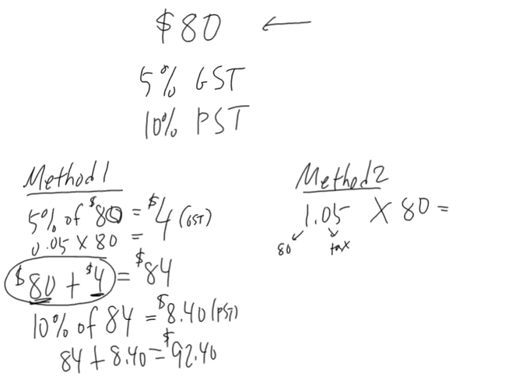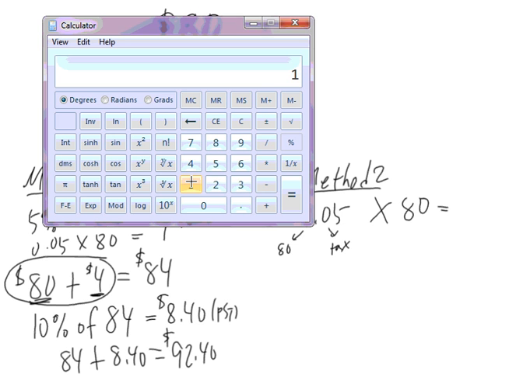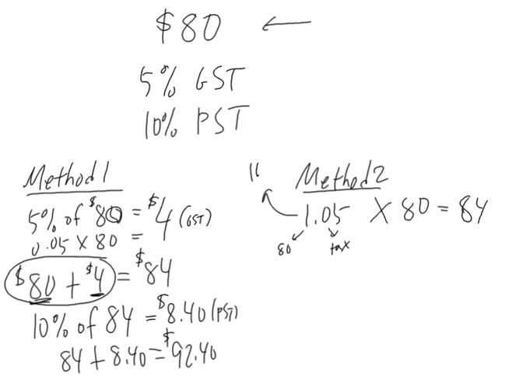Take my calculator. 1.05 multiplied by 80 equals 84. And if I want to further think about this, 1.05 is really 105%. 100% of the $80 and an additional 5%. So this 84 represents the cost with the GST. So now I take that, and I'm going to figure out the PST, which is 10%. So by multiplying it by 1, I'm going to get my 84. And by multiplying by an additional 0.10, I'm going to get an additional 10%.